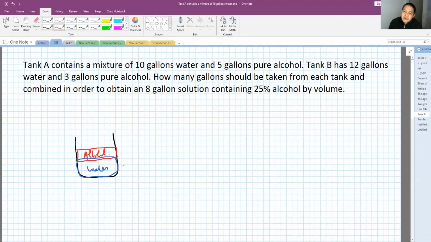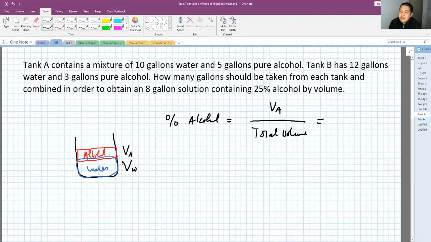So for example, the volume of water equals VW, and the volume of alcohol equals VA. The percentage of the alcohol is simply the volume of the alcohol divided by the total volume. So that's how we calculate the percentage. In this case, we have VA divided by the volume of water plus the volume of the alcohol, right?